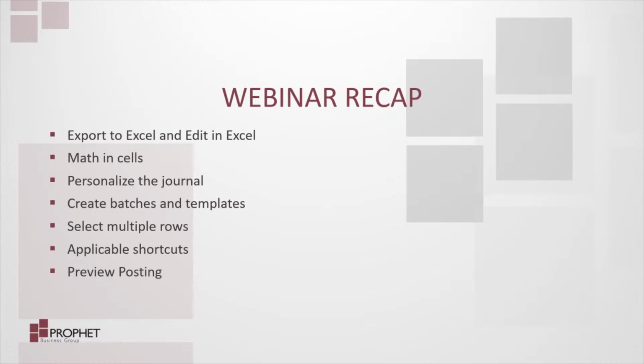Okay, that takes us to the end of the webinar. So we've exported our entry to Excel and we've looked at what Edit in Excel can do for us. I showed you guys one of my favorite features, which is being able to do math in cells. And I showed you how to personalize the journal and why this may be important. We've touched a little bit on what batches are and the different journal templates we have in the system. And I showed you some shortcuts to select multiple rows. And lastly, I recommended that we do preview posting on all of our entries just to see which accounts are being impacted on each posting.